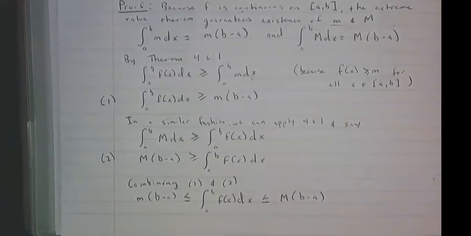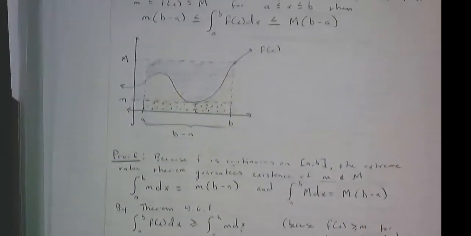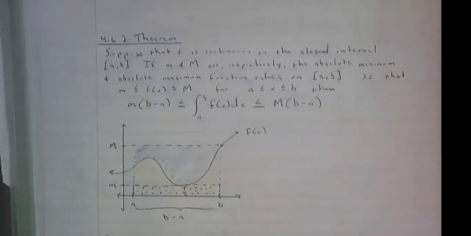Let's do the example, see how it feels. Any questions about this 4.6.2 theorem? Because this will factor heavily into the mean value theorem tomorrow. I think it just kind of makes some sense.